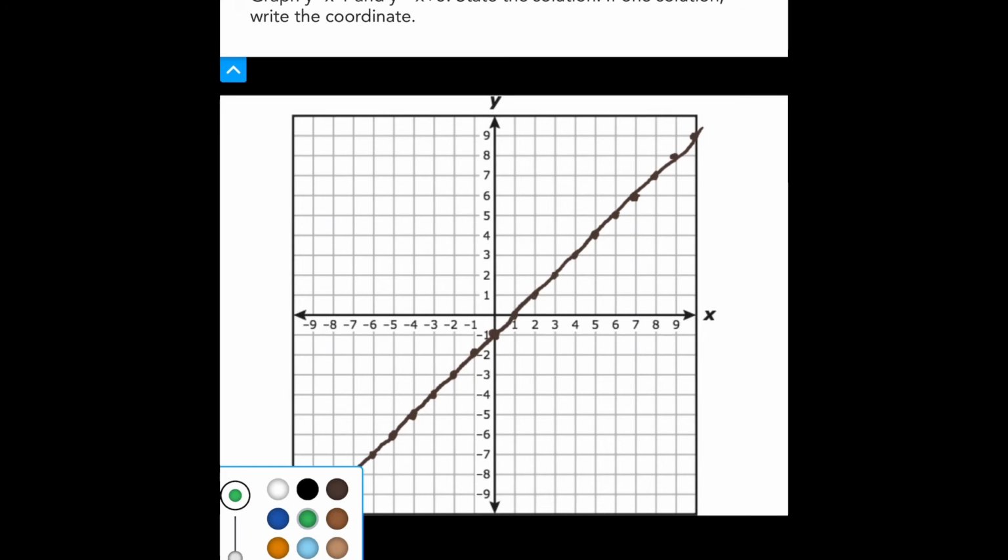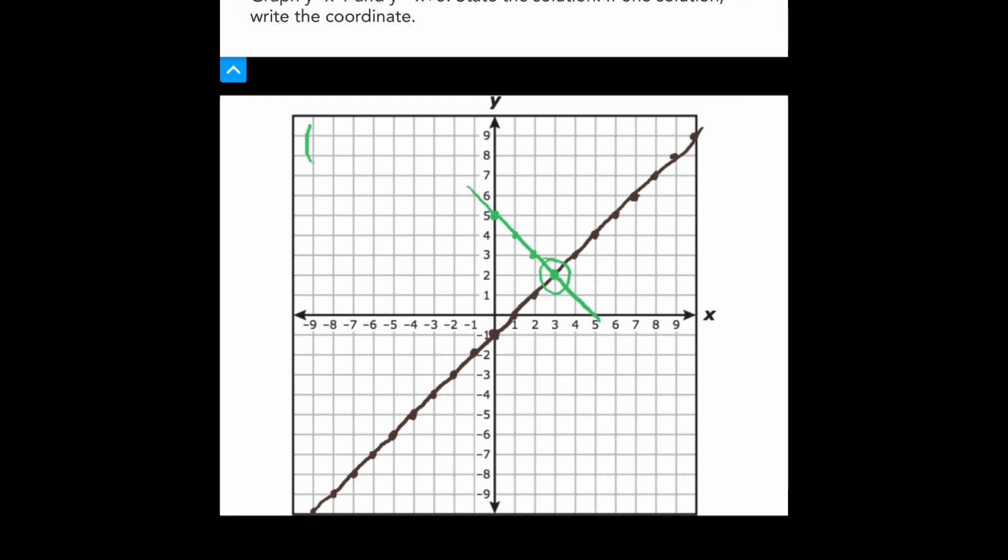Y equals negative x plus 5. So we're starting at positive 5 on the y-axis. Negative x means negative 1. We're going down 1 over 1, down 1 over 1, down 1 over 1. That last point that I just graphed landed on top of our brown line. That is where our solution is located.